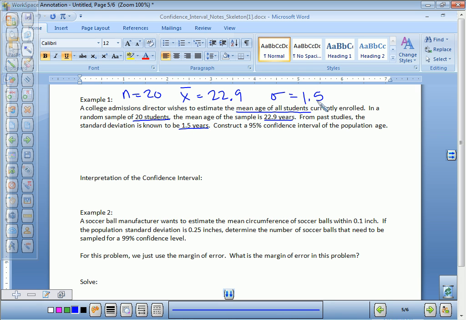Now, we have to find the Z-star for a confidence interval of 95%. That's what we're missing. We've got everything else we need in the formula except this. So let's start there. If we want this region to be 0.95 so that the mean falls in there, that leaves 5% for both tails. So each tail would be 2.5%, which is 0.025. So what would this upper bound be?